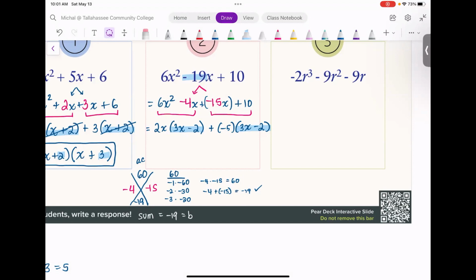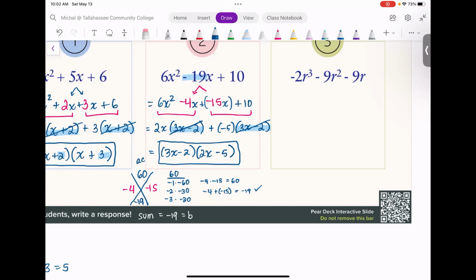The last step here, though, because we're not quite done, is I need to divide out my common factor. My common factor is 3x minus 2. If I divide that from each of my terms in the previous step, what I'm left with is 2x minus 5. So my final factored product is the group 3x minus 2 times the group 2x minus 5. And if I were to apply the distributive property 2 times, I would get back to that original expression, 6x squared minus 19x plus 10.